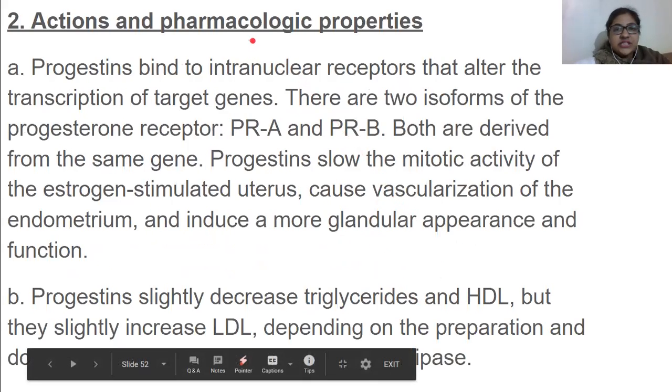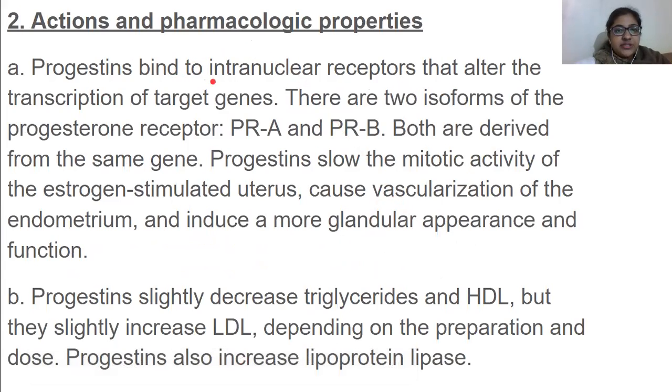Now the actions and pharmacological properties of progestins. Progestins bind to intracellular receptors that alter the transcription of target genes. I'm sure by now you must have understood how exactly proteins are manufactured. There are two isoforms of the progesterone receptor, just like the one we had for estrogen, PRA and PRB. Both are derived from the same gene.